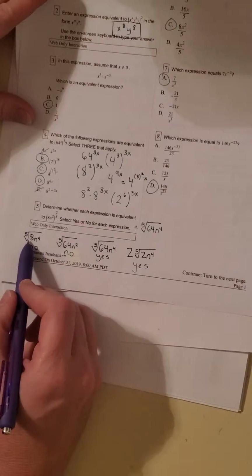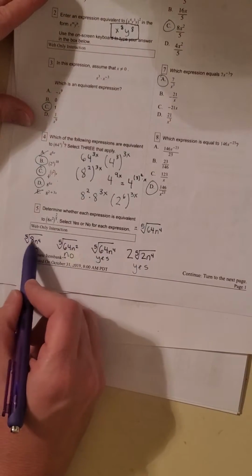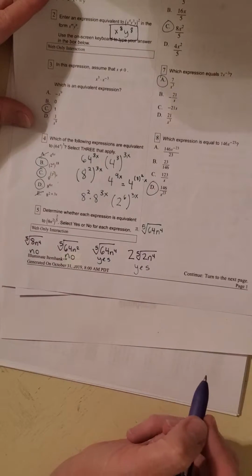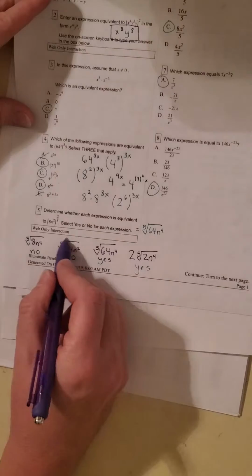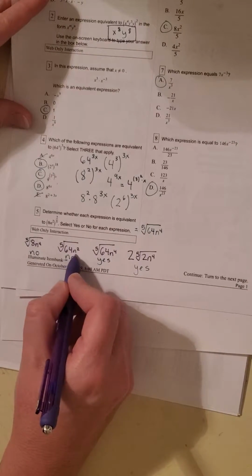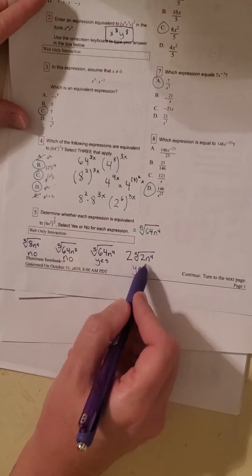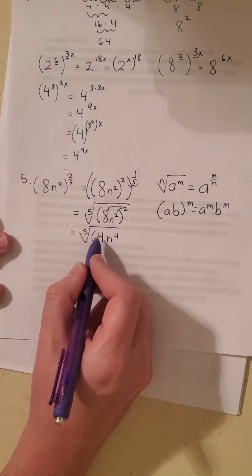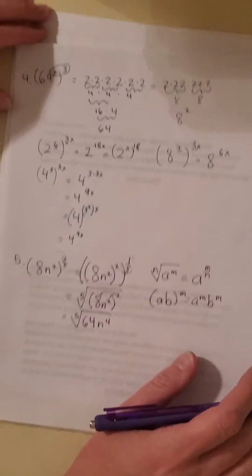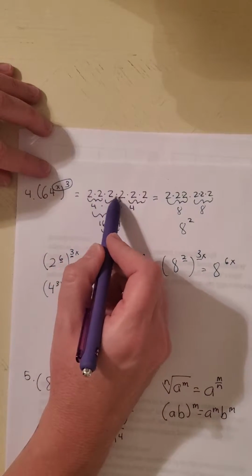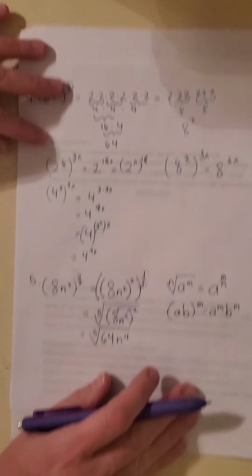And so looking at the first one, this is not true. What happened was they did not square the 8. Looking at the second one, this is not true. What happened is they did not square the n squared. The third one is exactly what I have. The fourth one, I'm going to see if this actually reduces. The previous question, as you can see, we used a base of 64. That was 2 times 2 times 2 times 2 times 2 times 2, 6 times.